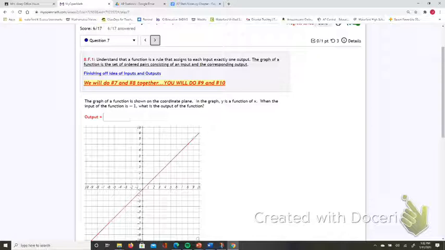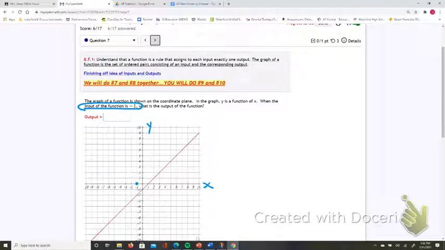So the input is the x value. So when I say that x is -1, you have to remember that the x-axis is this one, the one on the side, and then the one that goes up and down, that's the y-axis. So if I give you that the input of the function is -1, see where it says that right up here? The input is -1. So I go to where x is -1 right there.